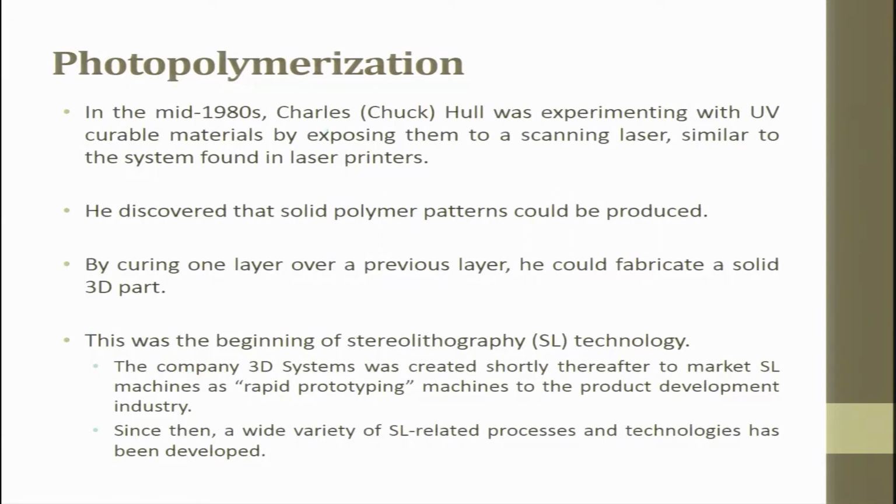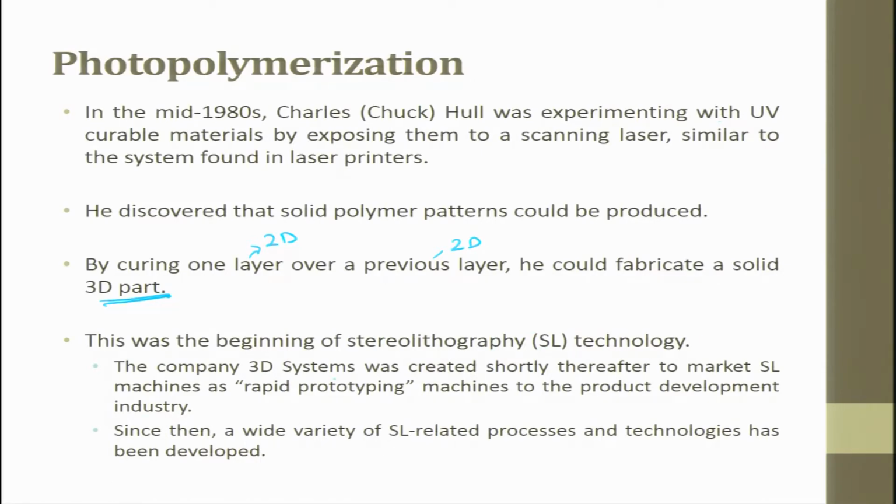In the mid-1980s, Charles Hull was experimenting with UV curable materials by exposing them to a scanning laser similar to the system found in the laser printer. He discovered that solid polymer patterns could be produced. By curing one layer over a previous layer, he could fabricate a solid 3D part. One layer is nothing but a 2D layer, so by curing one layer over the previous 2D layer, he got a 3D part made. This was the beginning of stereolithography, which is otherwise called SL technology.